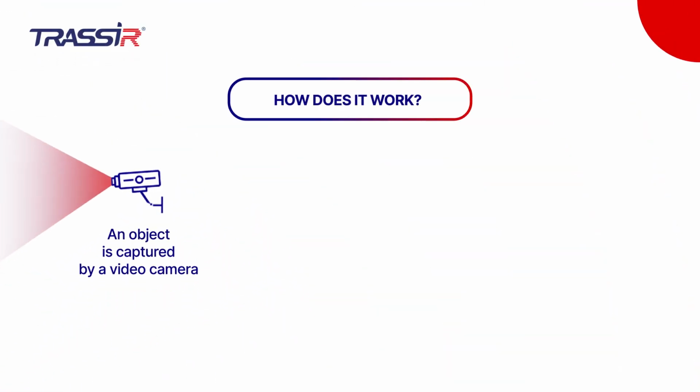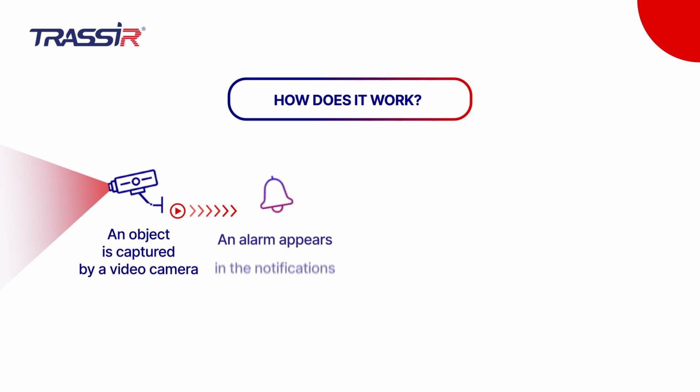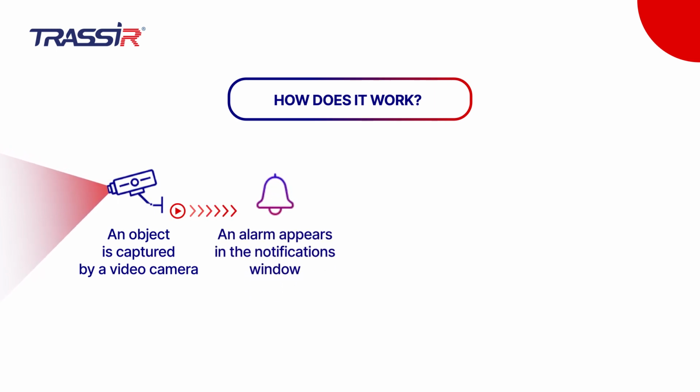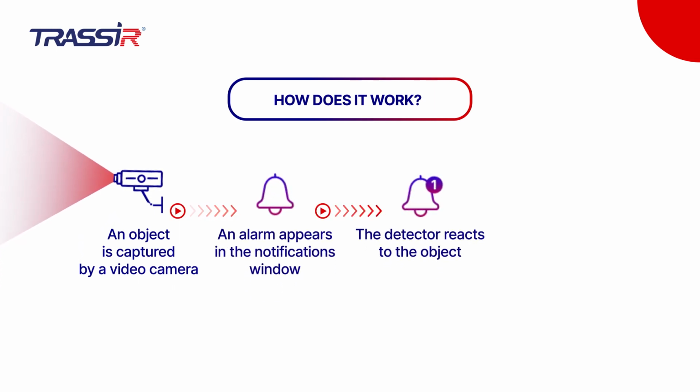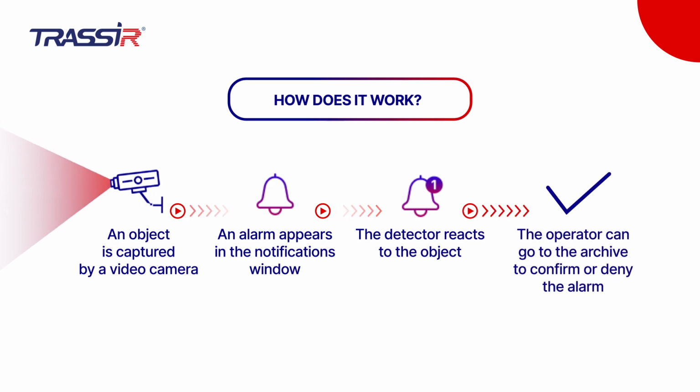Once an object enters the camera's field of view and the potential danger is displayed in the observation window, the detector reacts to this object. Then the operator goes to the archive to confirm or cancel the alarm.